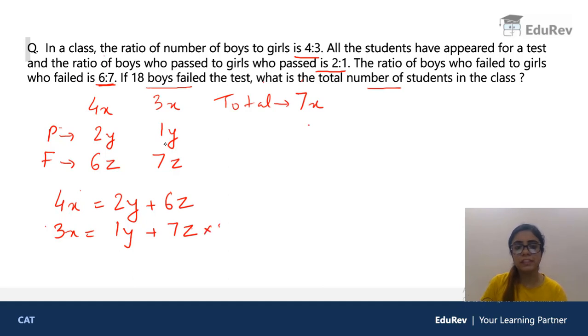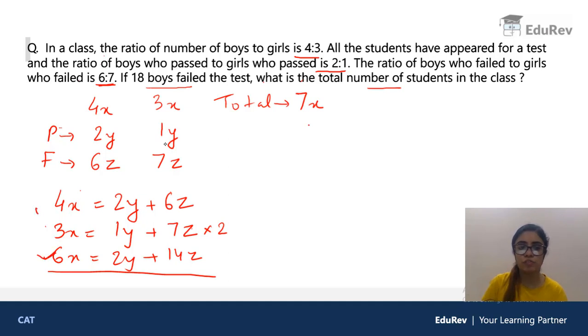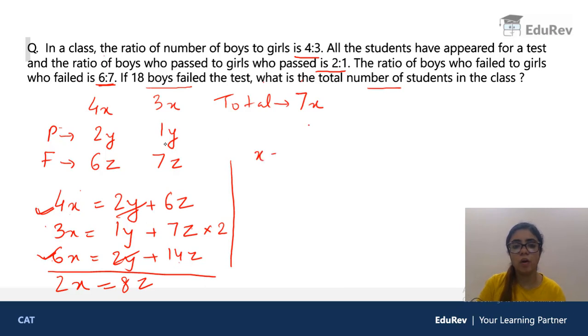If I multiply this equation with 2, I will get 6x is equal to 2y plus 14z. Now I will subtract this third equation from the first equation. So 6x minus 4x will become 2x. 2y will get cancelled. 14z minus 6z is 8z. So I will get 2x is equal to 8z or x is equal to 4z.